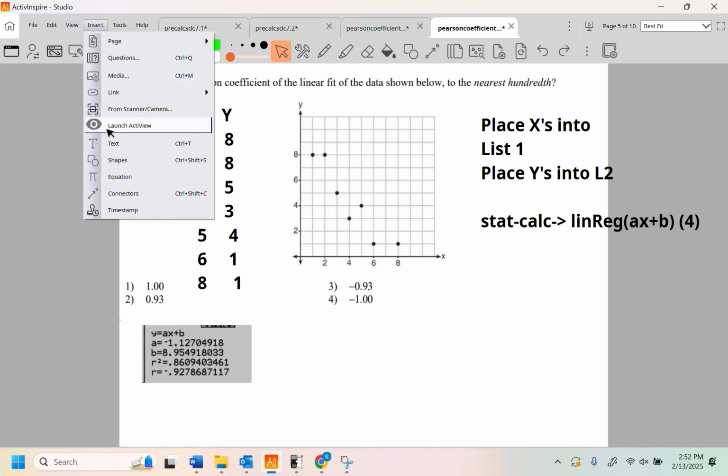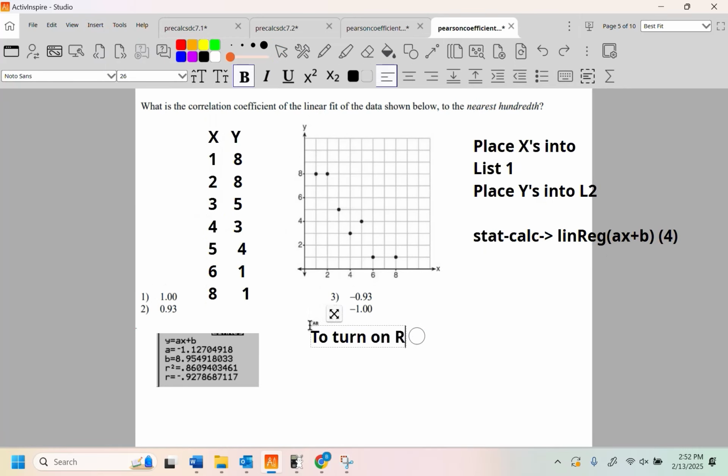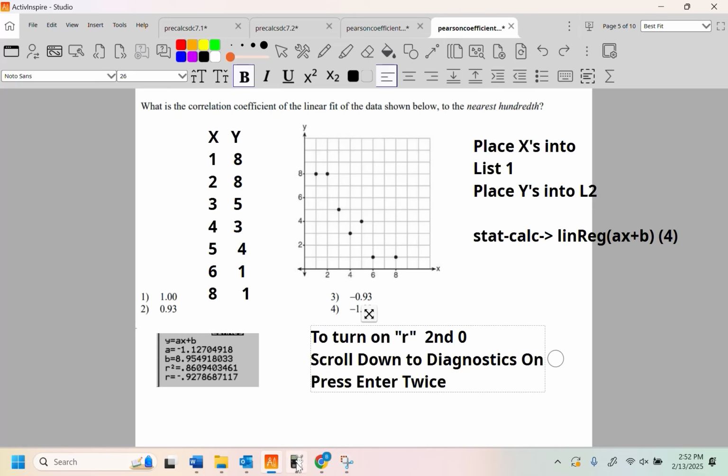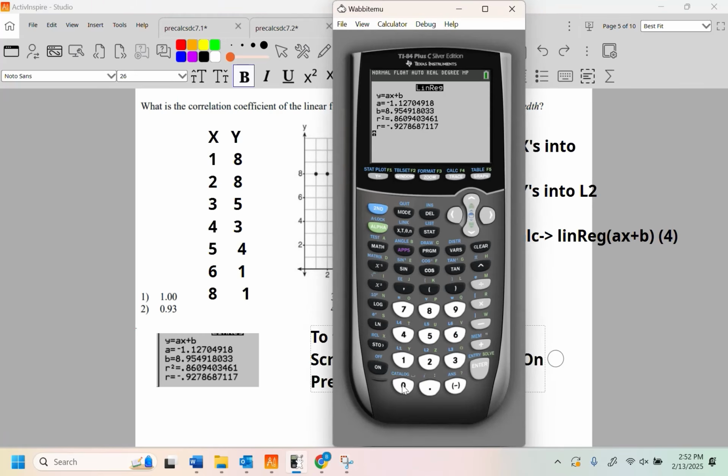But to turn on R, you hit second 0. All right? Now, I'll walk you through this in just a second. You scroll down to diagnostics on, and then you press enter twice. So I've already done that on this calculator. Second 0, that's catalog. See where it says catalog? And you can scroll down. You can actually get there quicker by hitting the D key, if you can find it. It doesn't take that long, though, to scroll. There she is. Press enter. Press enter. And that gives you that R value. All right, that's why that R value is there.